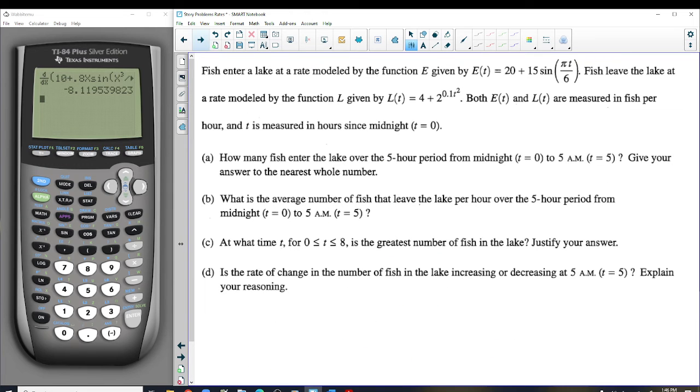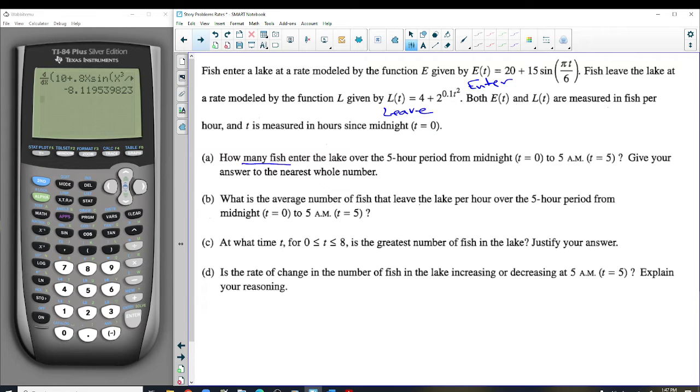All right, next one. Fish enter a lake at a rate modeled by the function E, given by that function. Fish leave the lake at a rate modeled by function L. Both E of t and L of t are measured in fish per hour, and t is measured in hours since midnight. So E for enter, love it. L for leave, love it. How many fish enter the lake over the 5-hour period from midnight to 5 a.m.? Give your answer to the nearest whole number.